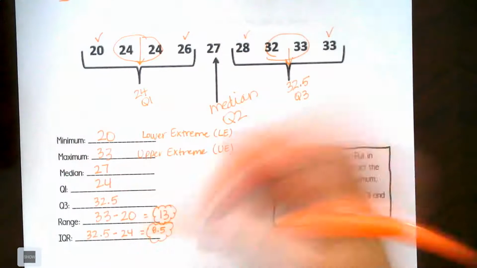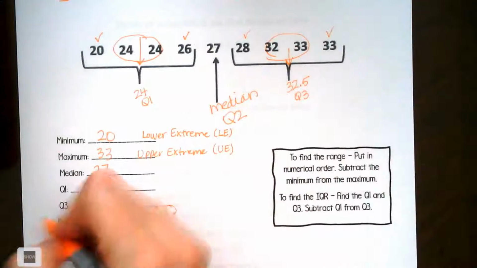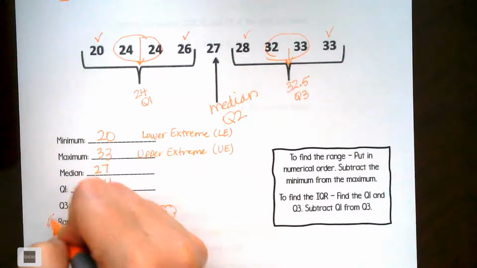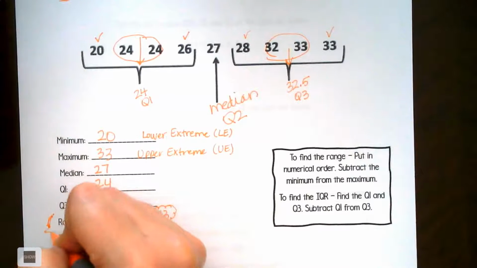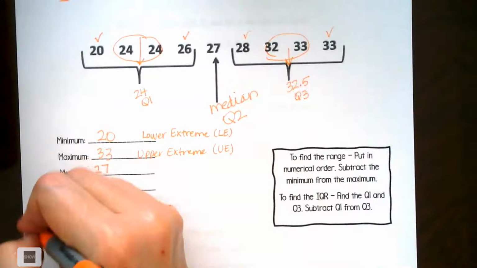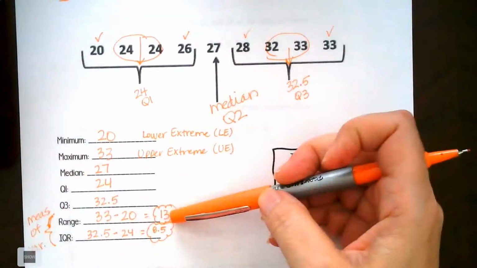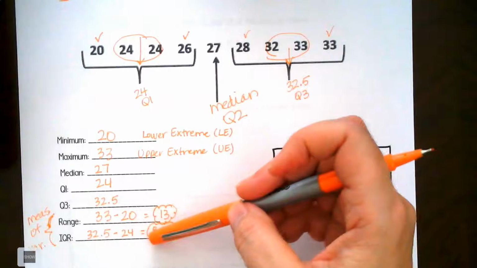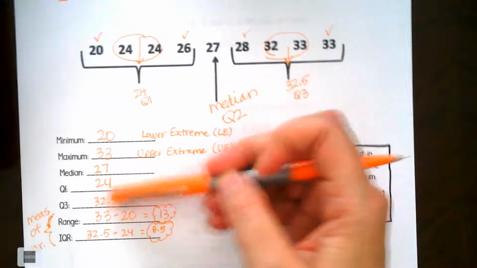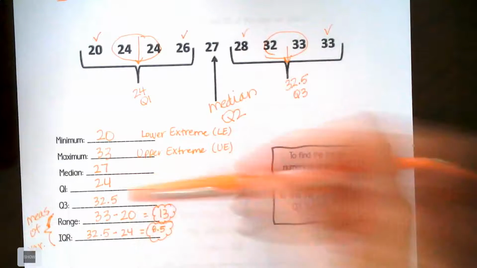All of these are not measures of variation. Technically, there are two measures of variation, and that would be the range and the interquartile range. But to be able to figure out the interquartile range, you have to determine the median, Q1 and Q3.